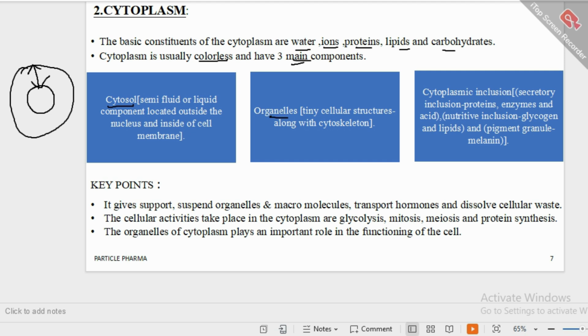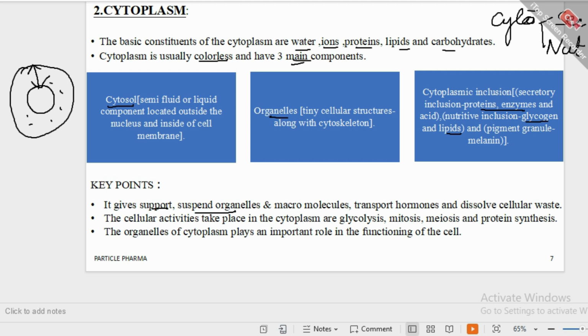Next are organelles, which are suspended in the cytoplasm. And inclusions. Cytoplasmic inclusions are of two types: secretory inclusions and nutritive inclusions. Secretory inclusions have proteins and enzymes along with acid, whereas nutritive inclusions include glycogen and lipids. Sometimes it also has pigment granules, such as melanin.